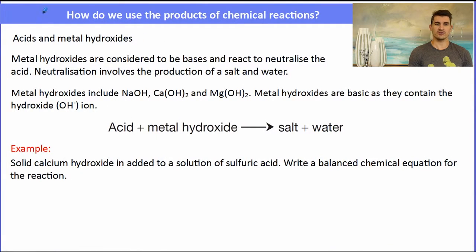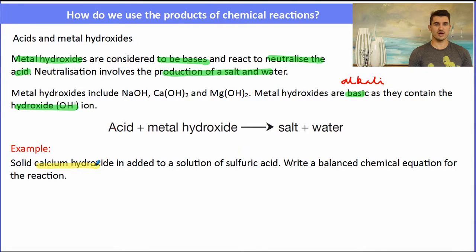Acids and metal hydroxides. A metal hydroxide can be considered as a base because it has the OH group, and that is described as a neutralization reaction. Neutralization produces salt and water. So metal hydroxides, NaOH, Ca(OH)2, Mg(OH)2, and we describe these metal hydroxides as being basic or alkaline. So an acid plus a metal hydroxide will form a salt and water.